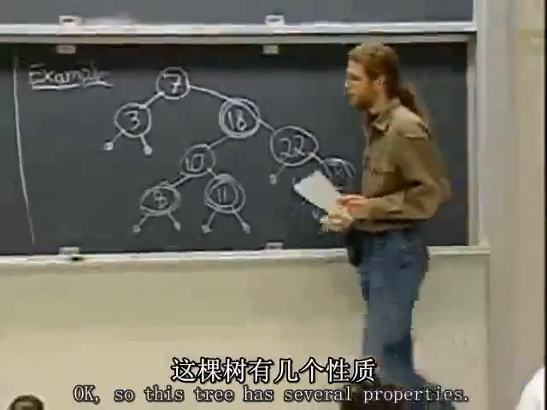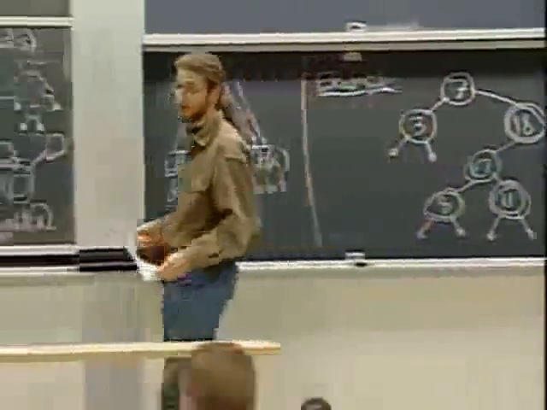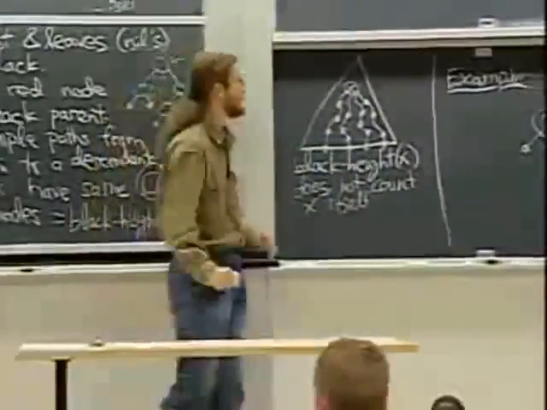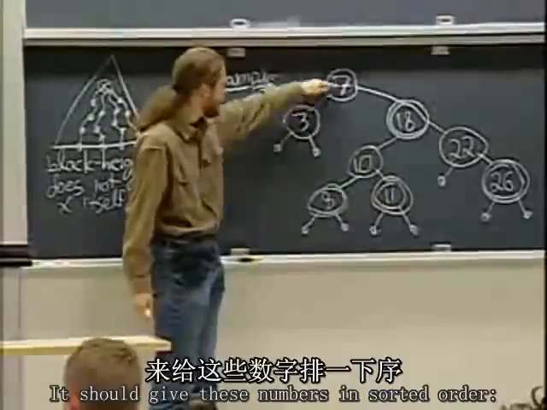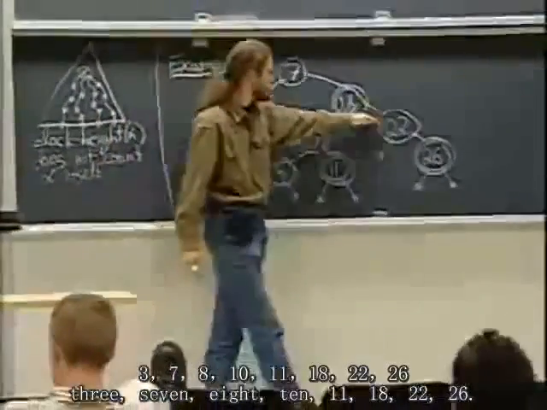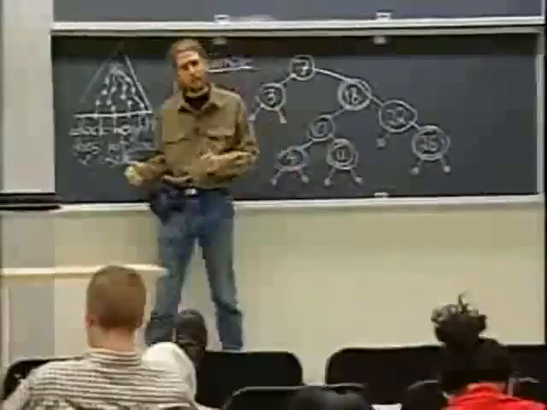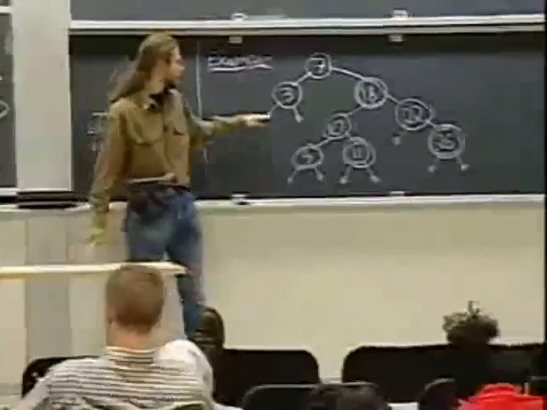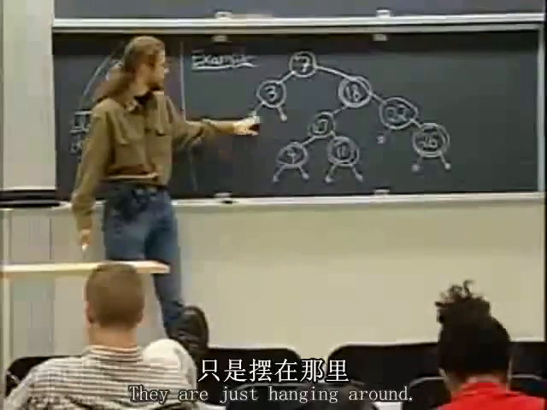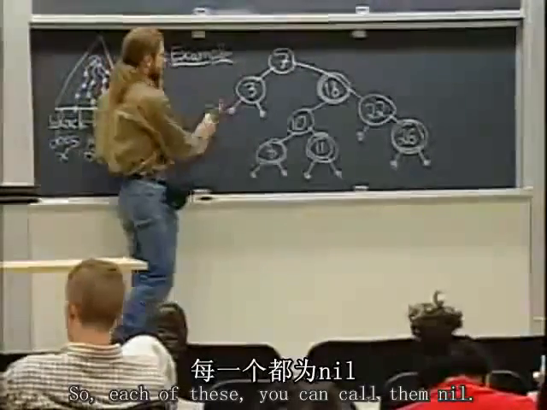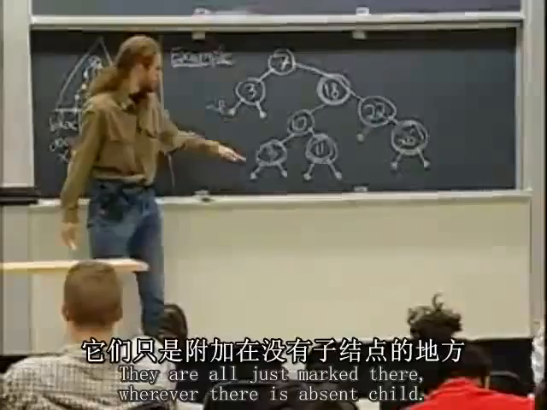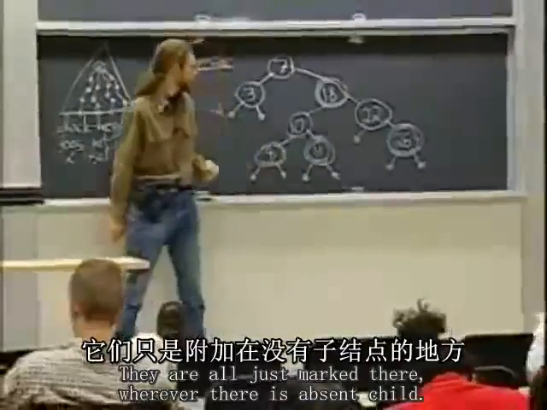Okay, so this tree has several properties. The first thing is that it's a binary search tree. You can check an in-order traversal should give these numbers in sorted order: 3, 7, 8, 10, 11, 18, 22, 26. So it's a valid binary search tree. We've appended these leaves with no keys in them. They're just hanging around. Those are the nil pointers. So each of these you can call nil. They're all just marked there, wherever there's an absent child.